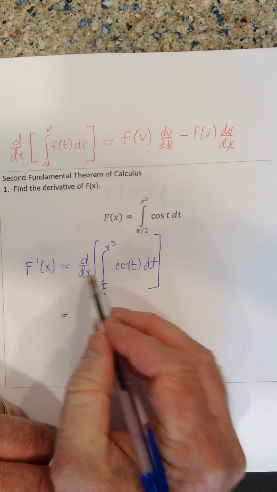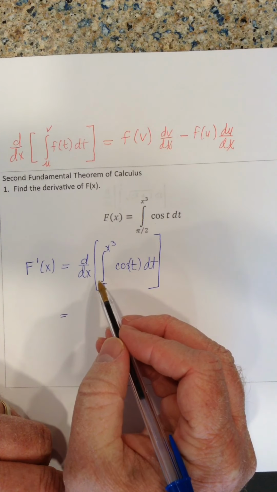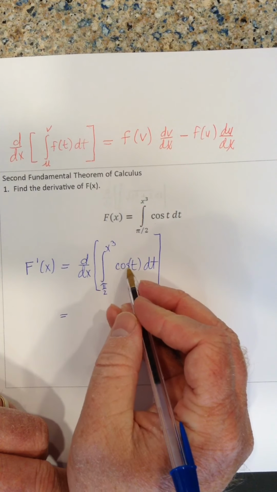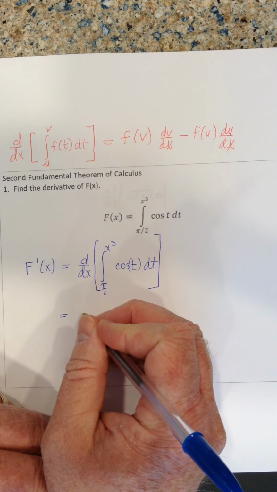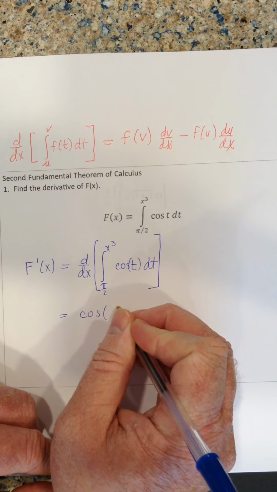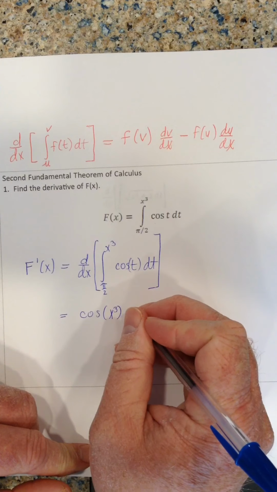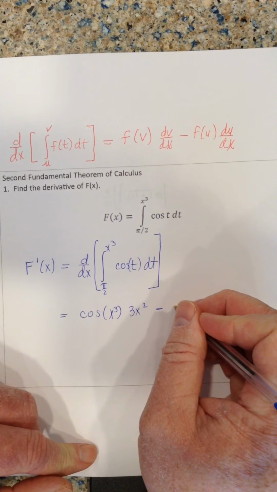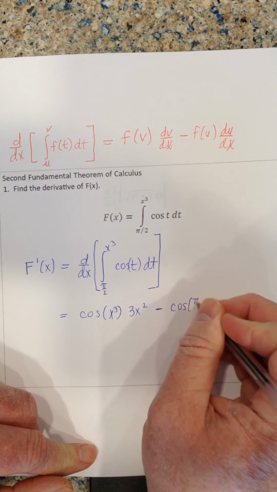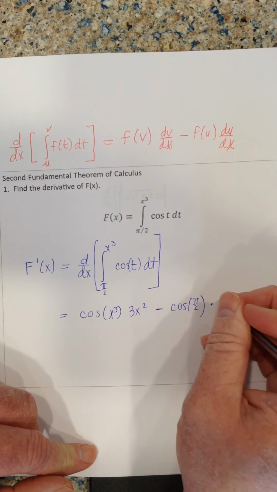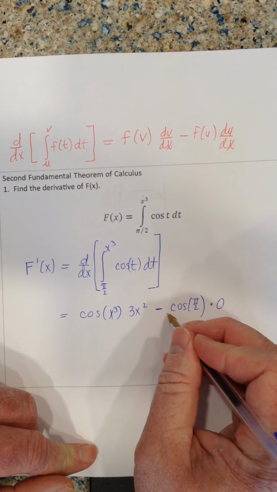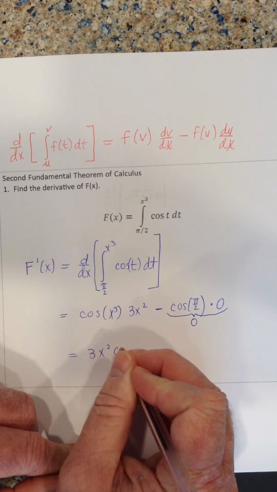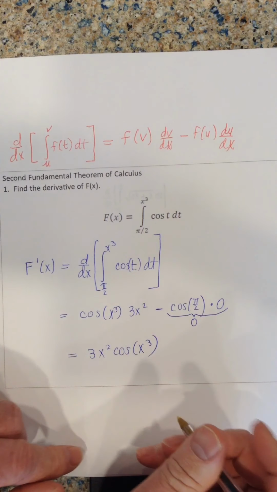This theorem shows how integrals and derivatives undo each other, right? So basically I get cosine of x cubed times the derivative of that, which will be 3x squared, minus cosine of pi over 2 times the derivative of pi over 2, which is 0. So this whole term is 0. So I get 3x squared cosine of x cubed. Okay?